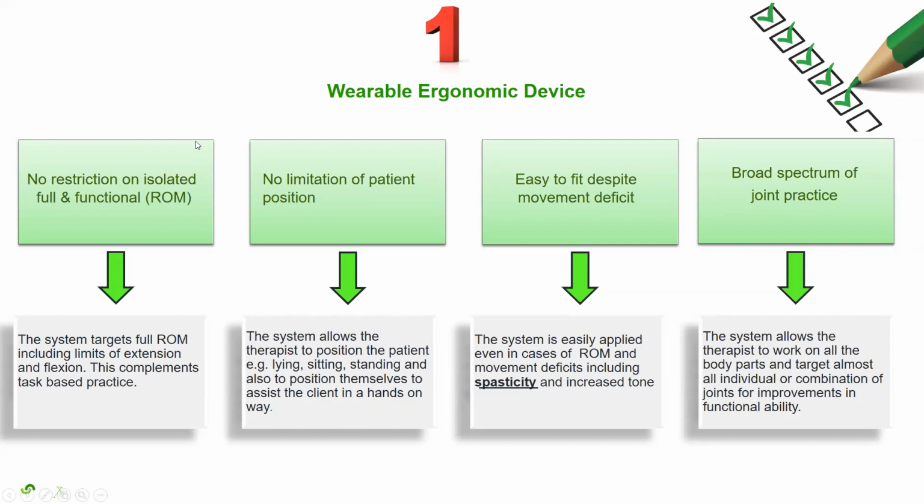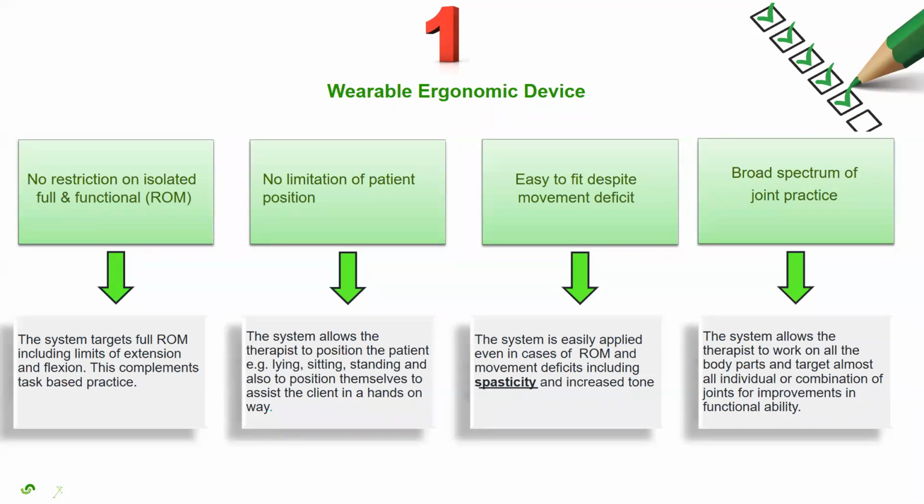So just a little bit of a summary of what the system is. So we've seen the devices in the system. The devices are all the wearable devices, the wearable ergonomic devices. And as we said, it doesn't give you any restriction to your range of motion, okay? And because they're wearable, you can wear them in any position.